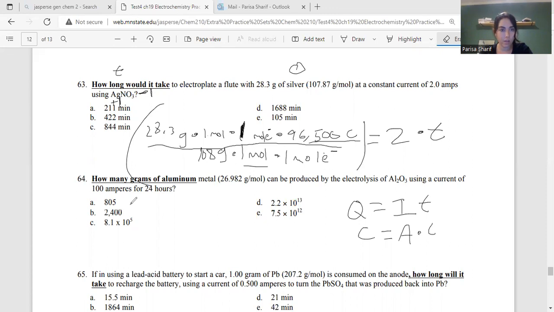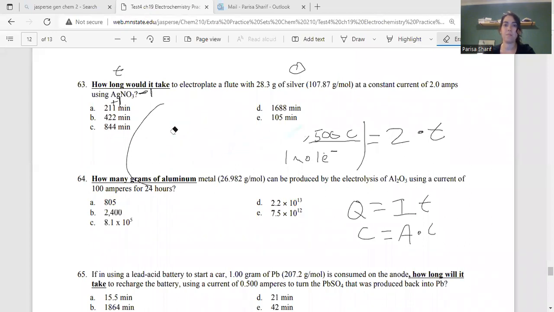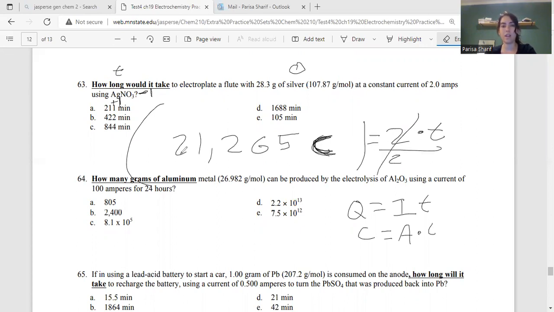Cool. So for this side, I got a pretty big number. Let me just put it in. Got 21,265. Cool. And this is coulombs, right? Because that's all that's going to be left over. Nice. And then we just need to know the time. So let's isolate the time by dividing by 2 on each side. New number I get is 10,632. Let's write that now. And this should be equal to our time in seconds.